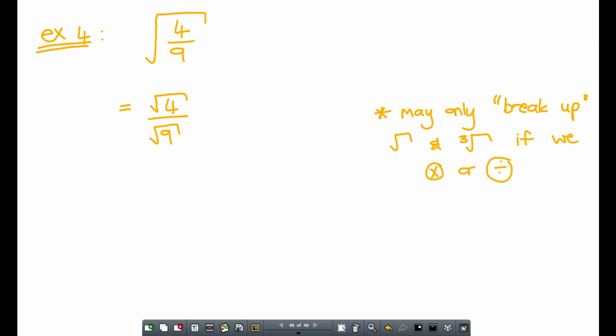Right, now at the top, what is square root of 4? That's going to give me 2. At the bottom, what is square root of 9? 3. Right, and we couldn't go any simpler than that. You guys good?